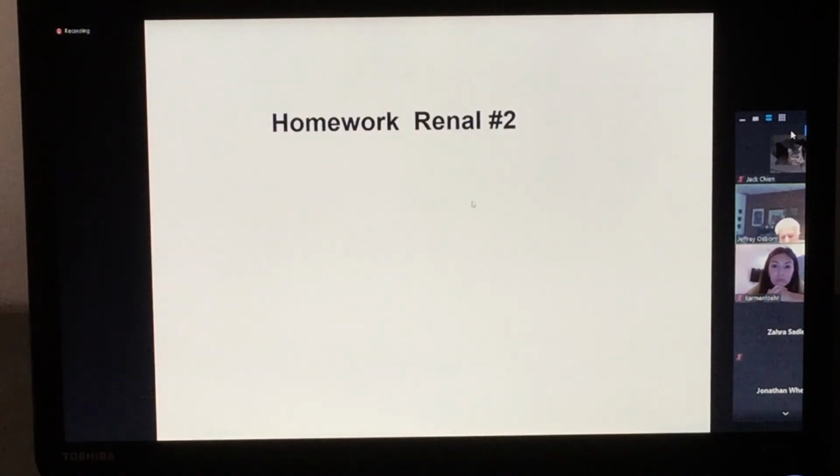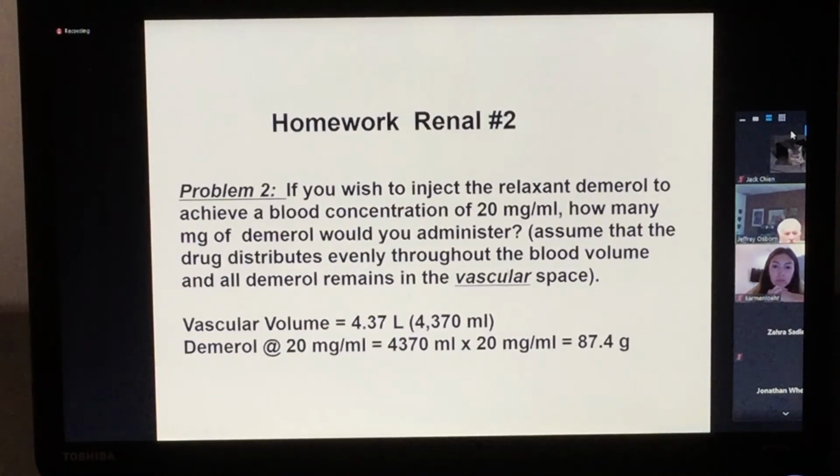Now, I have another homework problem for you that's really a hard one, but I want you to work on this and try to figure it out between now and Wednesday. So if you want to inject a relaxant such as Demerol to get a blood concentration of about 20 milligrams per milliliter, how many milligrams of Demerol would you administer? Now you have to assume that the drug distributes evenly throughout the blood and the vasculature.